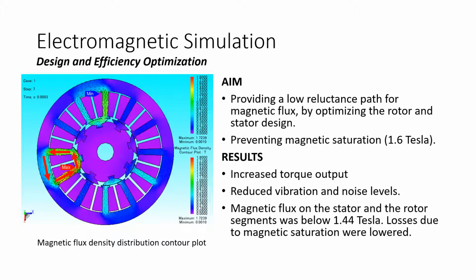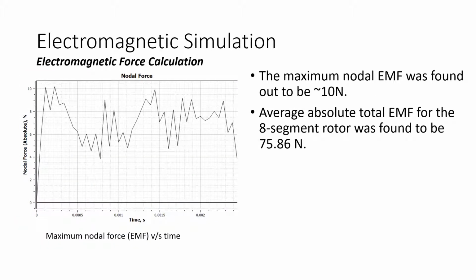So after optimization, there was very less leakage, and this resulted in an increased torque output and also simultaneously reduced vibration and noise levels. The maximum nodal EMF at any point on the rotor was found to be about 10 newtons, and the average absolute total EMF for this rotor was found out to be 75.86 newtons.